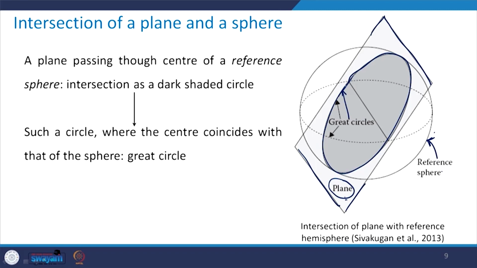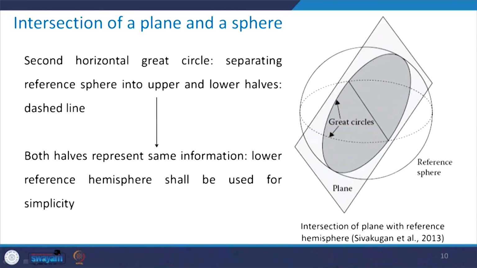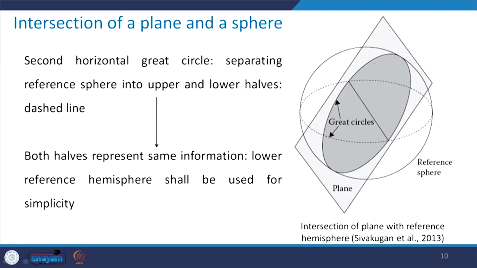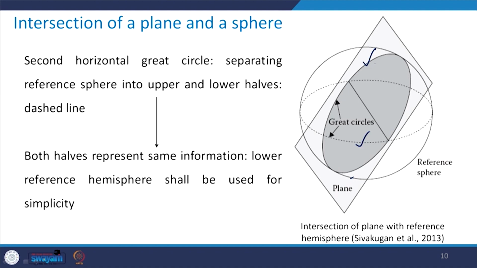Now, in this figure you can see that there is this dotted portion, that is another great circle. So, what is that all about? It is the second, horizontal great circle which is separating the reference sphere into upper and lower halves. It is passing through the equator. Therefore, we have two great circles, one is this one and another one is this one.